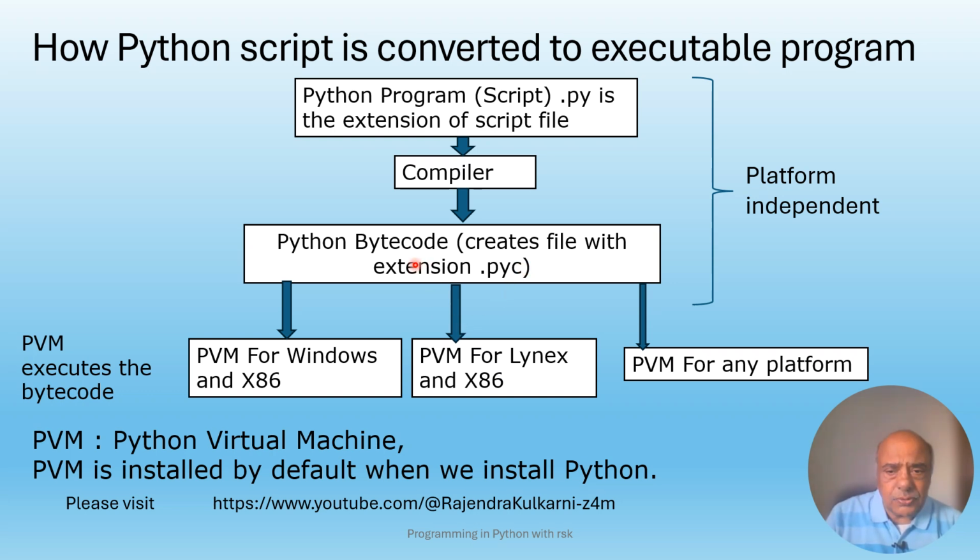The bytecode is converted into a program using PVM, which is the Python Virtual Machine. PVM executes the bytecode for the platform on which we are running the script. PVM is installed by default when we install Python.